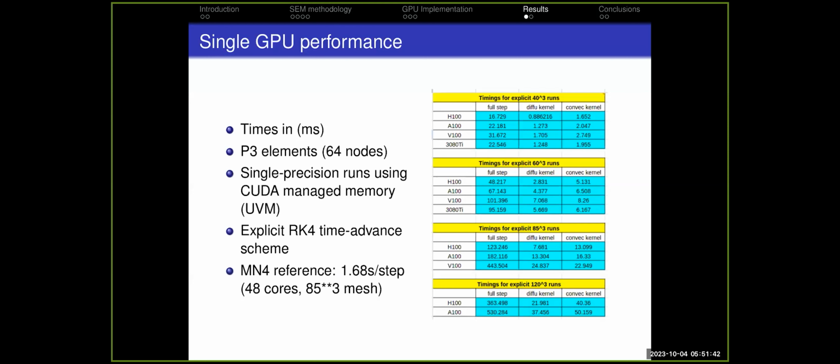And just for reference here, we have a time per time step obtained in MareNostrum with what we call the 85 cube mesh. This is a mesh that has around 60 million nodes, and we were seeing an average of 1.7 seconds per time step. When we look at the same thing for the H100, a time step is carried out in a bit more than 0.12 seconds. So one GPU presented a 10 times speed up over a full node of MareNostrum.